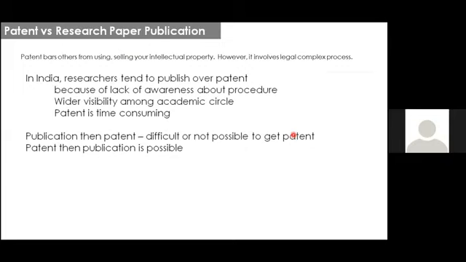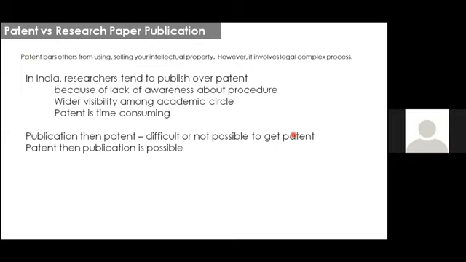Now we have seen what a patent is. We have seen what the rules are for patenting microorganisms and microorganism-based products. If we consider the Indian scenario, then most researchers, including me and including us, tend to publish over patent. And the major reason is that there is a lack of awareness about the procedure of the filing or the granting of the patent.